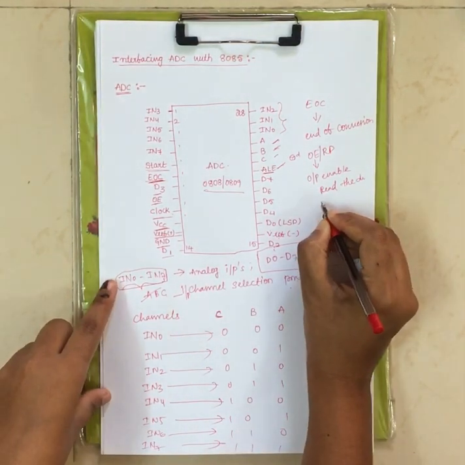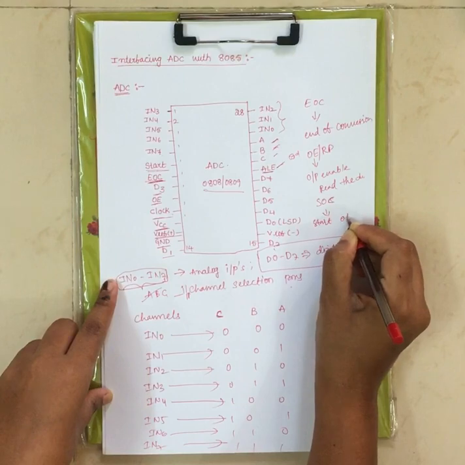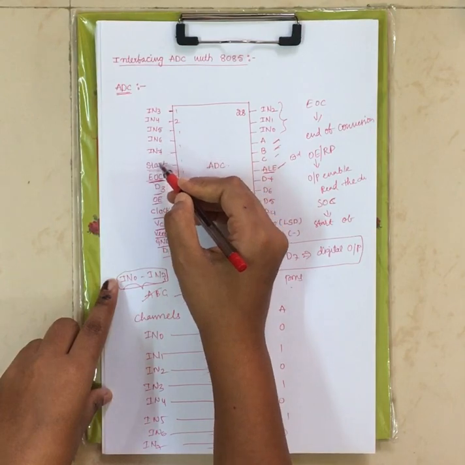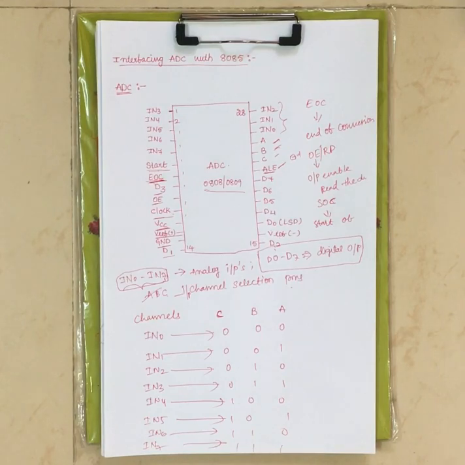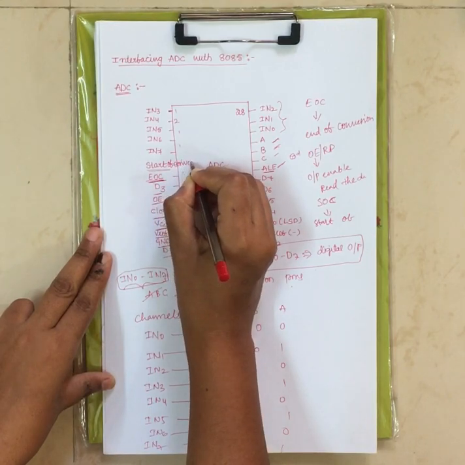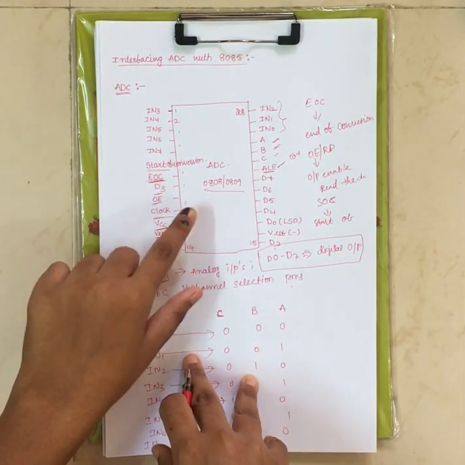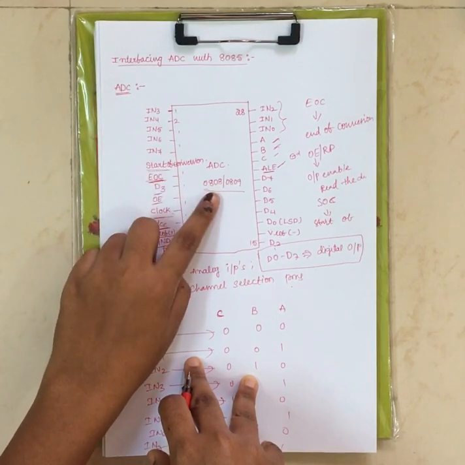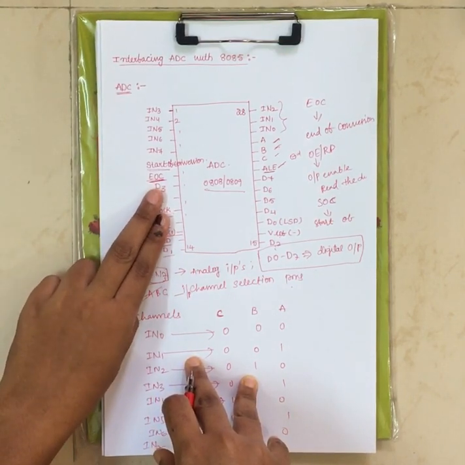Now same like your EOC, you have SOC also, start of conversion signal. Start or start of conversion, both are same. Now start here indicates start of your ADC, nothing but it will just perform its operation, and EOC is nothing but end of conversion.